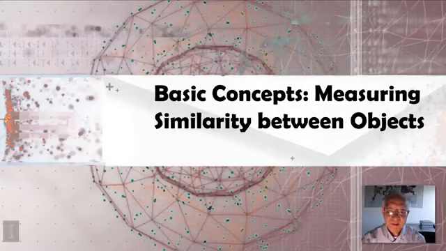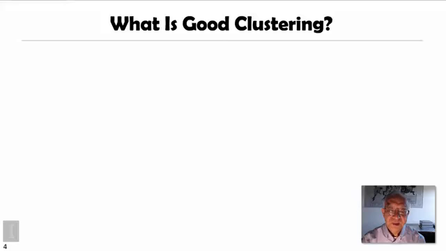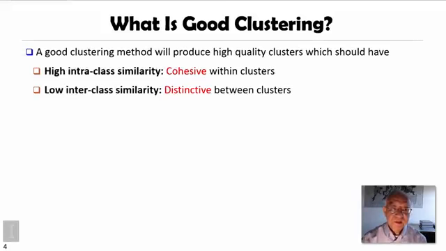Basic concepts, means how to measure similarity between objects. Since clustering is an unsupervised learning process, we do not have predefined labels to judge whether it's right or wrong. So how can we judge a clustering process is good? That means whether it will produce high quality clusters.